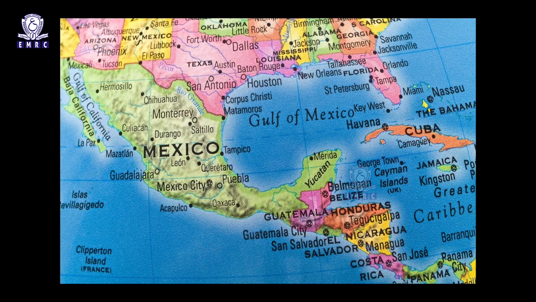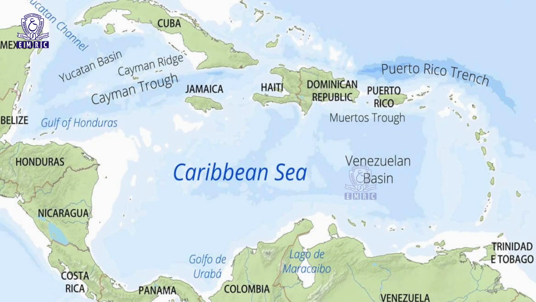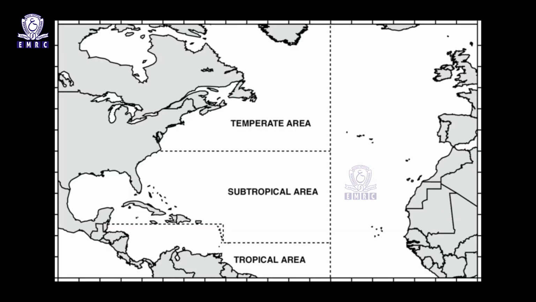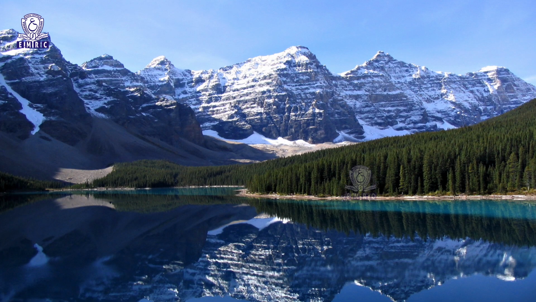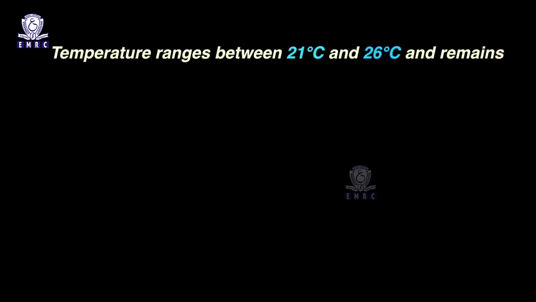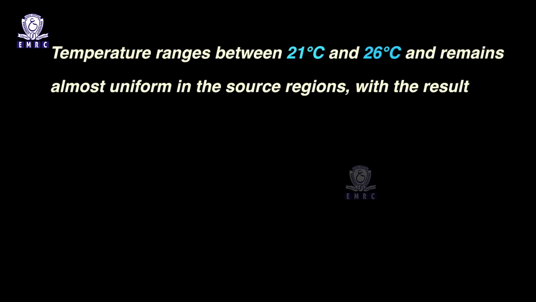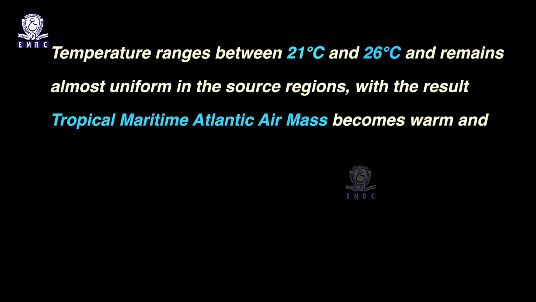Tropical maritime Atlantic air masses. These air masses originate over Gulf of Mexico, Caribbean Sea and the subtropical western portion of the North Atlantic Ocean. They are hot, moist and unstable and are capable of unleashing heavy showers. These air masses affect most parts of the United States east of the Rocky Mountains. Temperature ranges between 21 degrees Celsius and 26 degrees Celsius and remains almost uniform in the source regions. As a result, tropical maritime Atlantic air mass becomes warm and moist air mass.